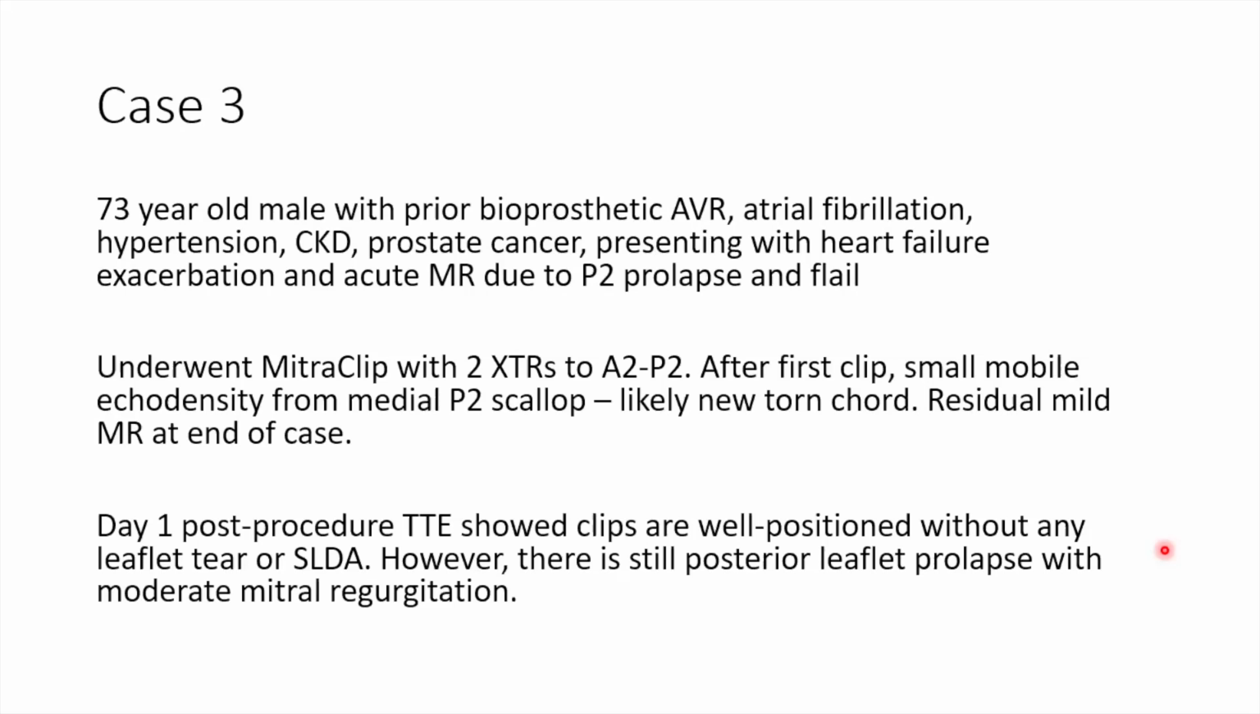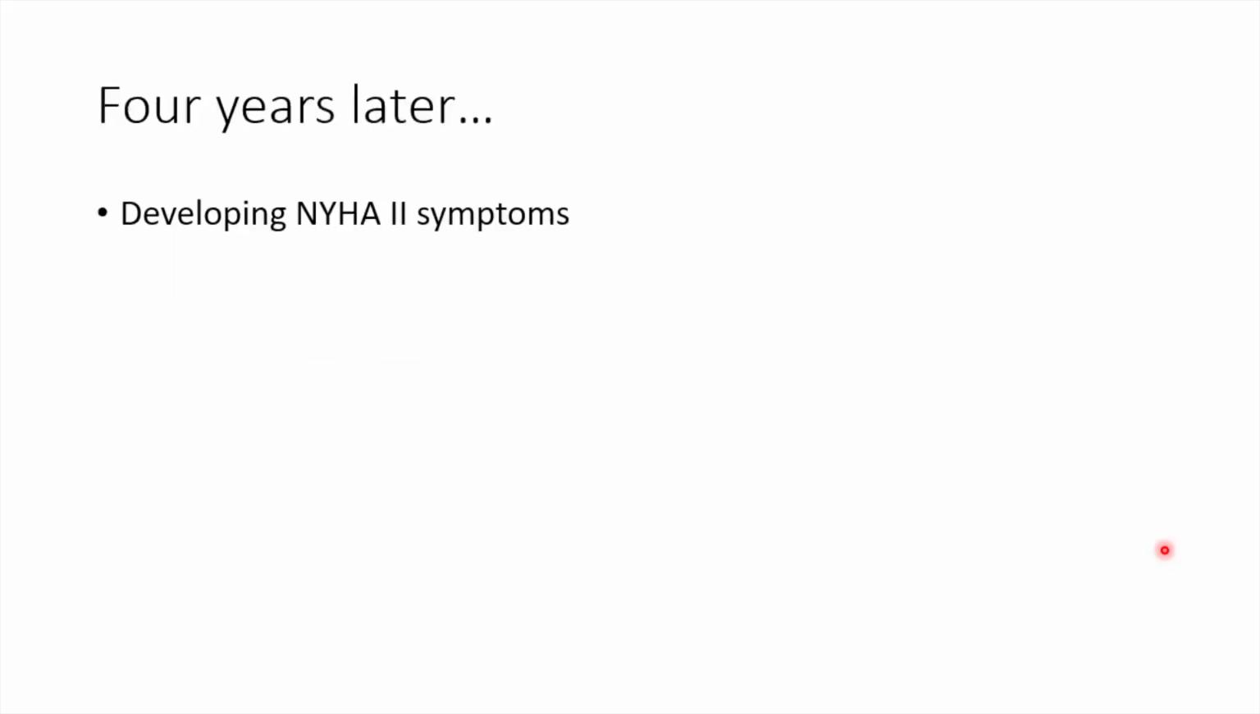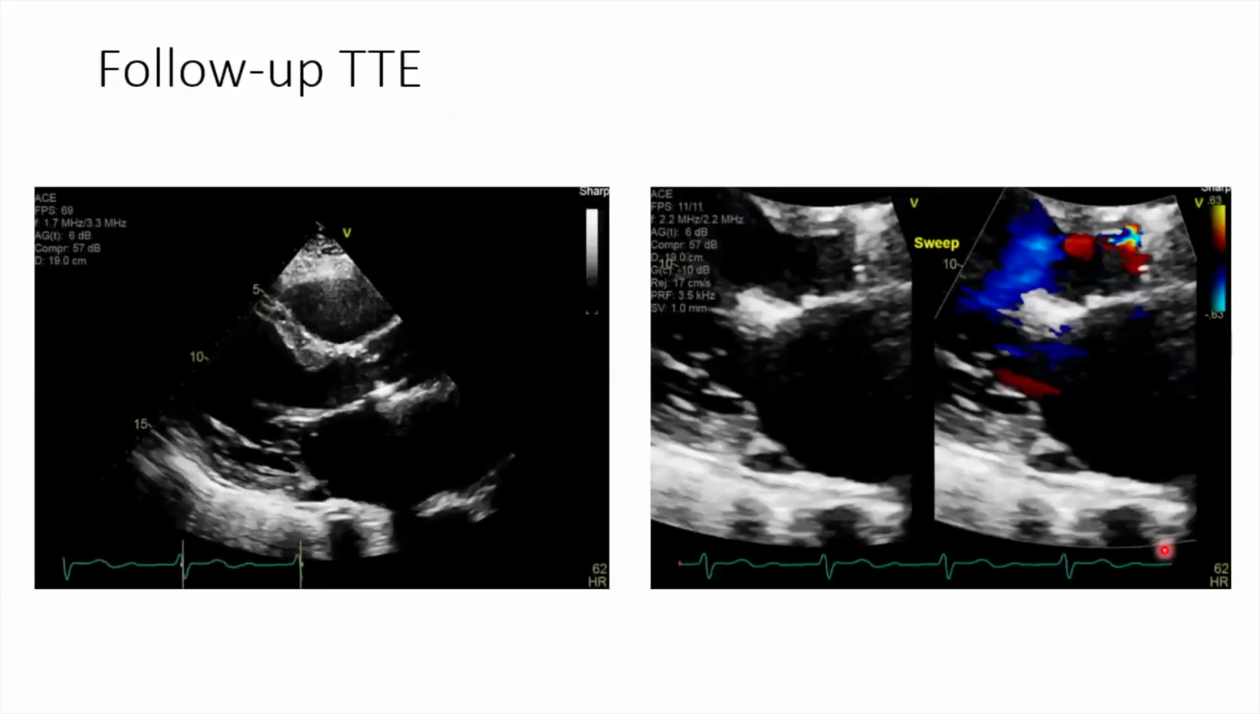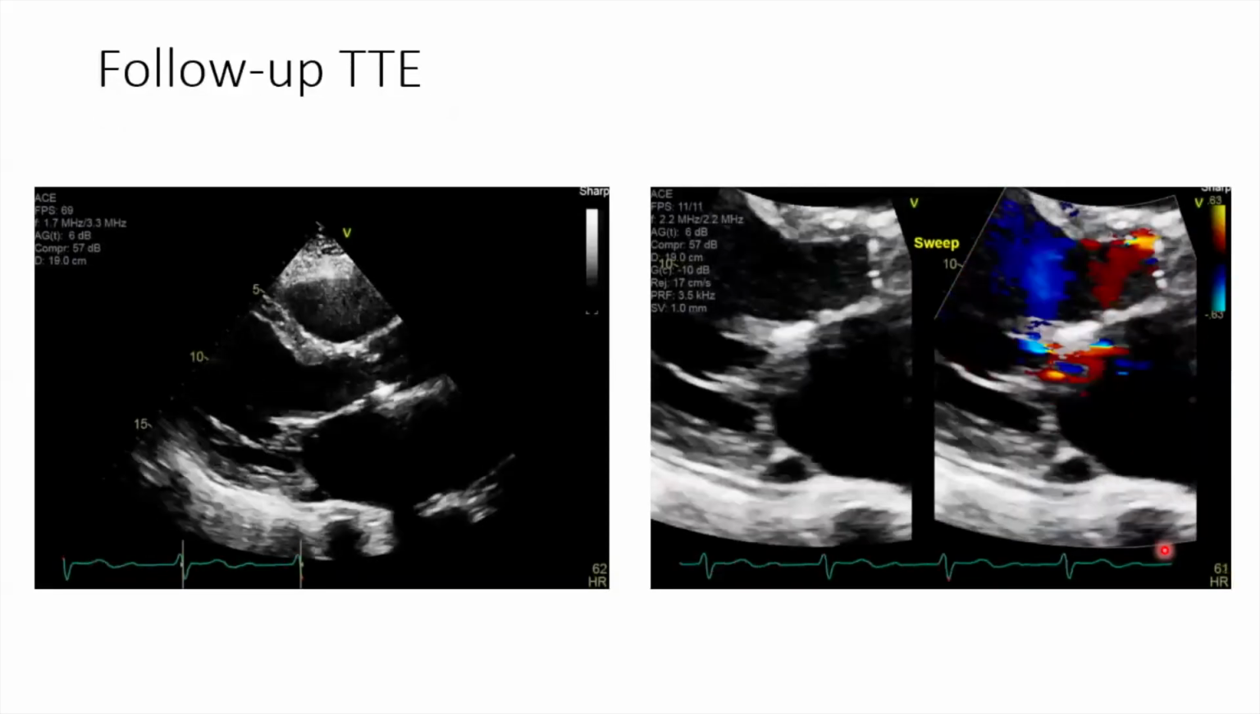And so the day 1 post-procedure echo showed no evidence of leaflet tear, no SLDA, but there was still some posterior prolapse with moderate mitral regurgitation. Because he was asymptomatic, he was followed serially over the years. 4 years later, though, he now develops NYHA class 2 symptoms. And so he gets a repeat echo.